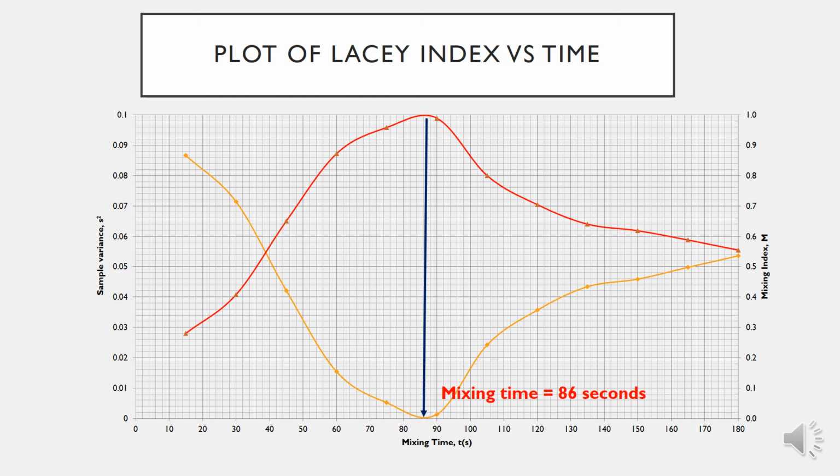So this is the Lacey index, as you can see. Beyond this point, you are wasting money and energy to mix it again. Basically, there is no more mixing happening. What happens is actually unmixing starts to happen, or what we call segregation. So this is the best point. And this is a graph based on this axis: the variance according to time. Variance and Lacey index are basically opposite.